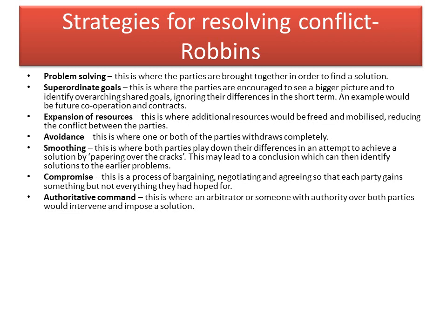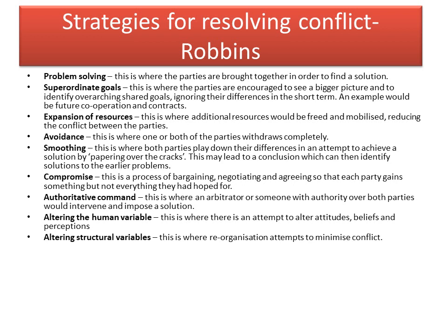We could use authoritative command, where an arbitrator or someone with authority over both parties would intervene and impose a solution. We might alter the human variables, where an attempt is made to alter attitudes, beliefs and perceptions. We could try altering the structural variables, where we try to reorganise structures to minimise conflict. We could try and improve communication. We could bring in outsiders, and we could try restructuring the organisation.